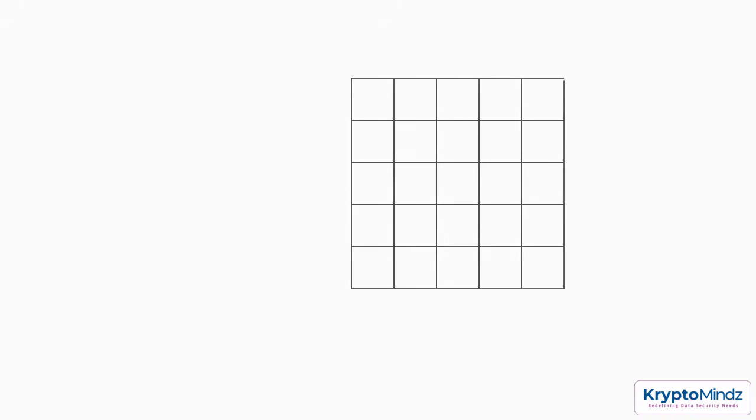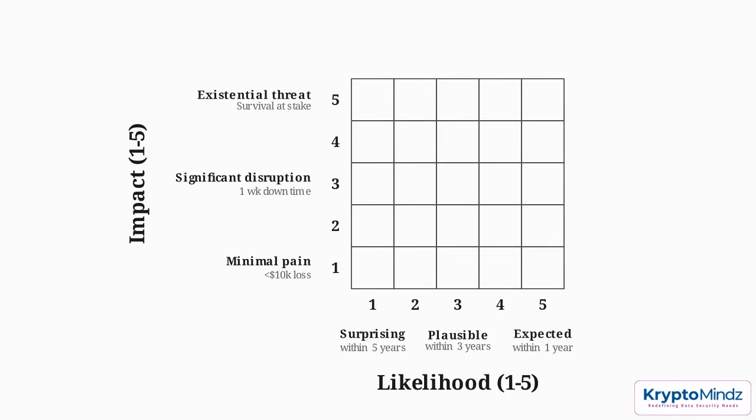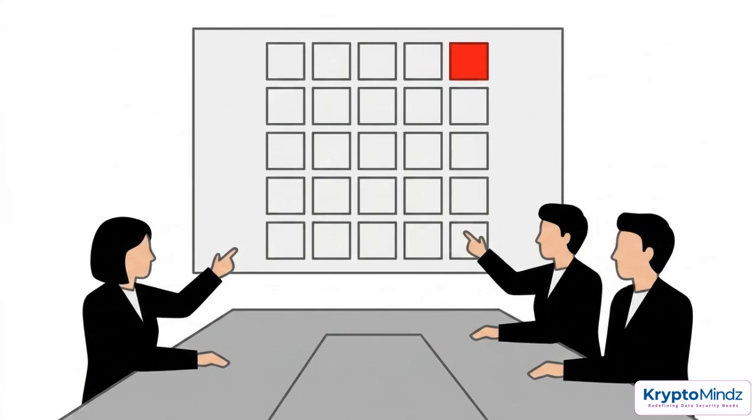Look at this matrix. We can plot risk using two variables. The x-axis measures likelihood on a scale of 1 to 5 based on plausible timelines rather than worst-case scenarios. The y-axis tracks impact with scores anchored to real business metrics. A maximum score of 5 signifies a threat to the company's survival. A scenario like ransomware lands in the top right corner, glowing bright red to quantify the exposure. This model moves the conversation away from emotional arguments and toward a unified view of the company's true business exposure.